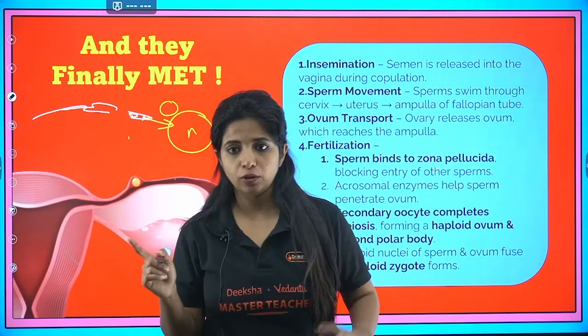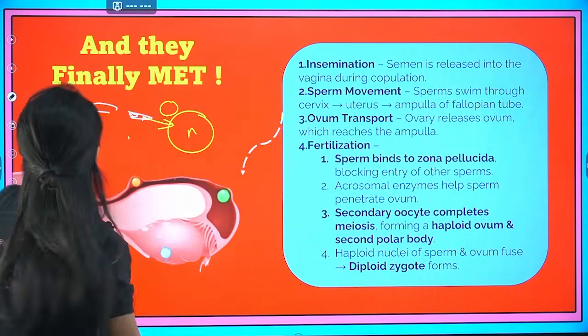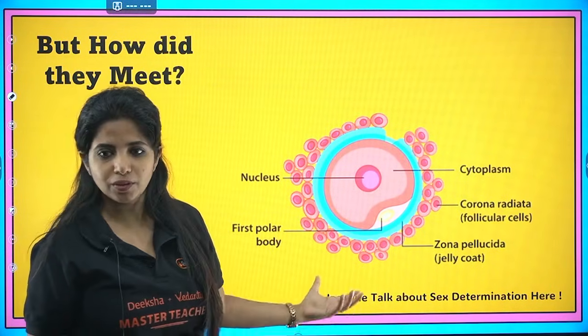Haploid nuclei of the sperm and the ovum fuse to form what? The diploid zygote. Now what is going to happen? But how did they meet? I already told about this.